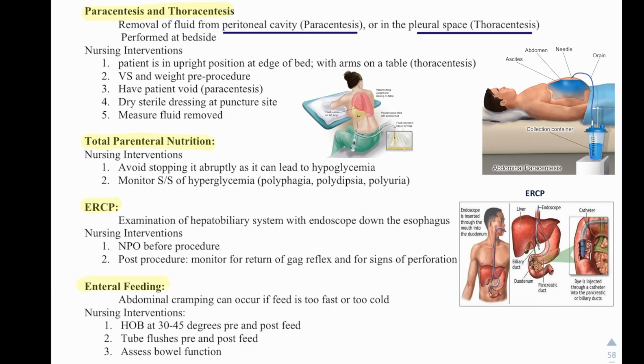And then we have enteral feeding. So with this, we're looking for abdominal cramping, which can occur if the feed is too fast or too cold. Interventions are head of bed 30 to 45 degrees pre and post feed, tube flushes pre and post feed because we don't want it to clot, and assess bowel function.